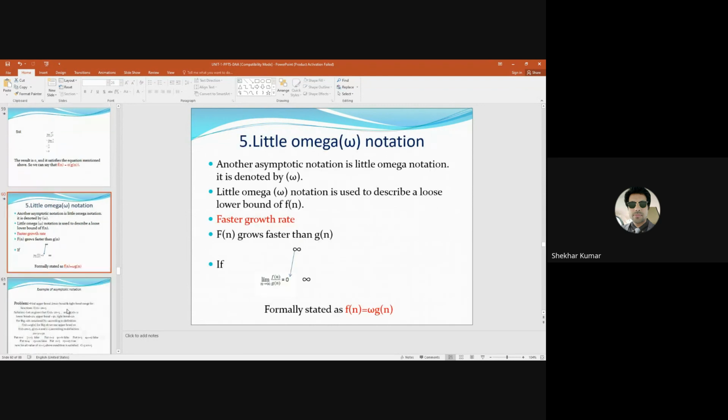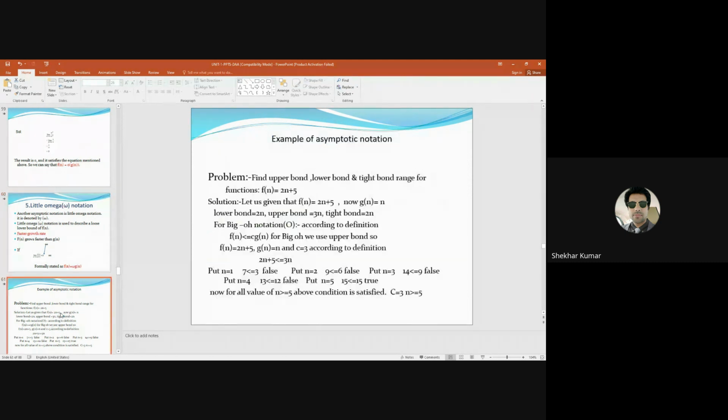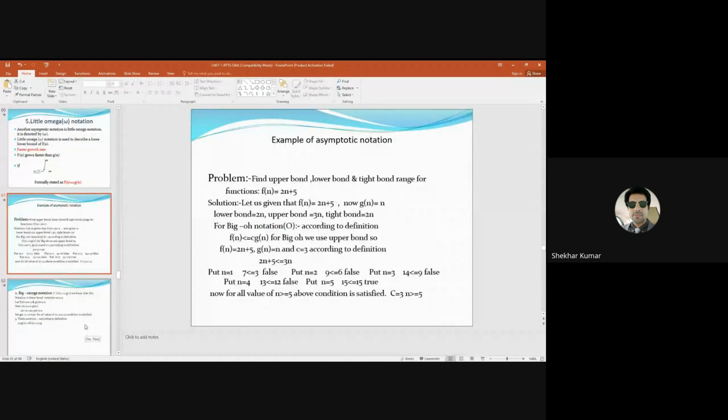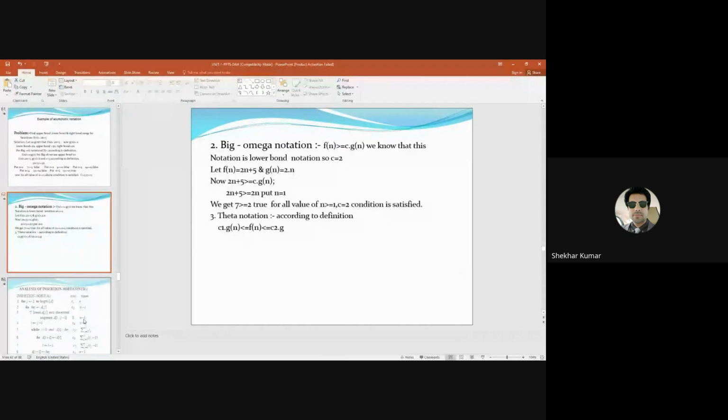Now little omega. Generally, we use omega notation for the best case. Omega is your tightest lower bound, but little omega is not the tightest lower bound. It is little omega notation, small omega. It generally grows f(n) faster than g(n), whereas little o grows slower than g(n). In little omega, it grows faster than g(n). There are some examples for asymptotic notations, big omega and small omega.